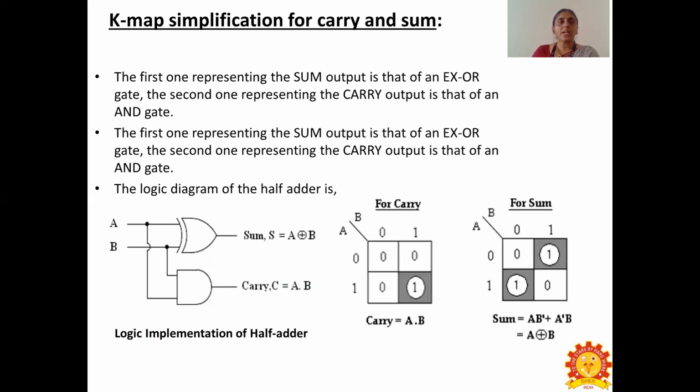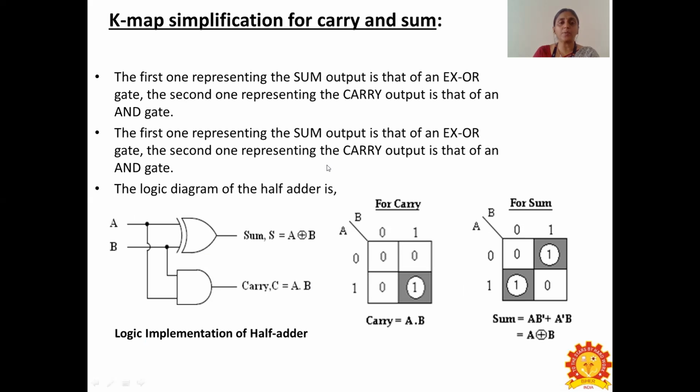And here is the K-map simplification of the given logic representation. The first one here represents the sum output, which is that of the XOR gate, and the second one represents the carry output, which involves the AND gate.